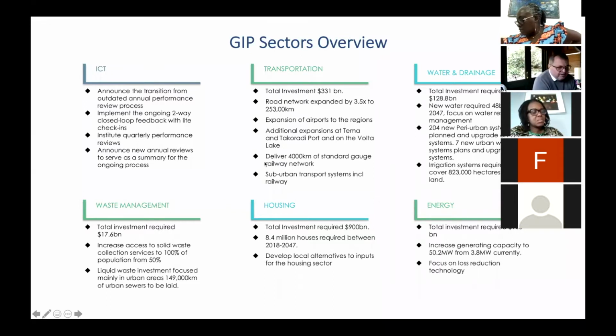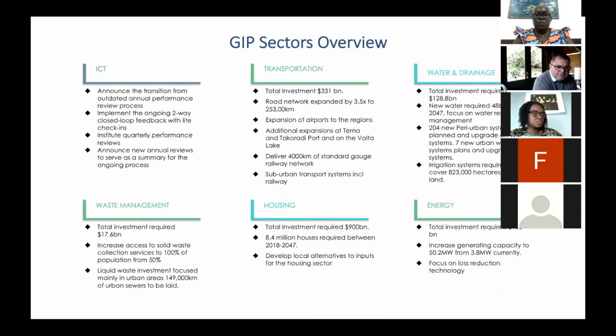Waste management, the fourth sector, looking at both liquid and solid waste. Again, significant investments are required to increase the access to solid waste collection services for the population. And liquid waste will be focused primarily in the urban areas in terms of sewage treatment.